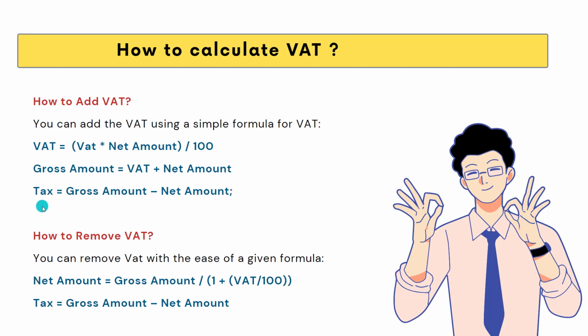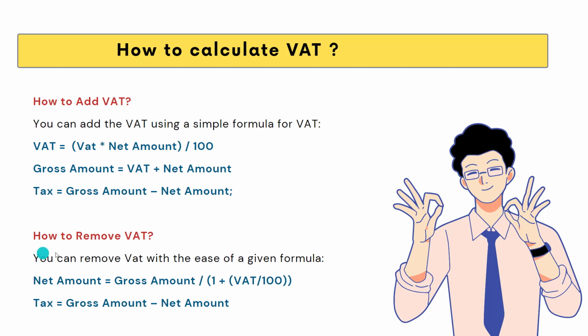And if you want the tax, like this value added tax, you just remove the net amount from the gross amount. It's simple. You just need two things: one is the net amount, and one is the gross amount. So if you want to add VAT, first you'll find the VAT, and then you will add this VAT to the net amount, and then you'll get the gross amount. And if you want the value added tax, you can just remove the net amount from the gross amount.